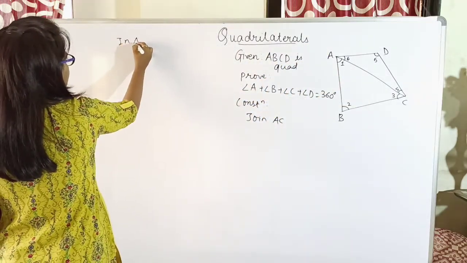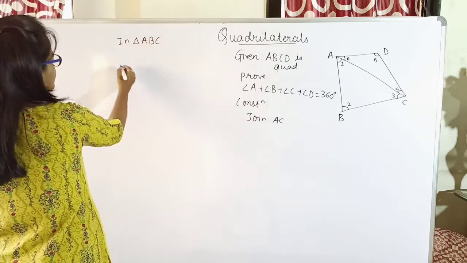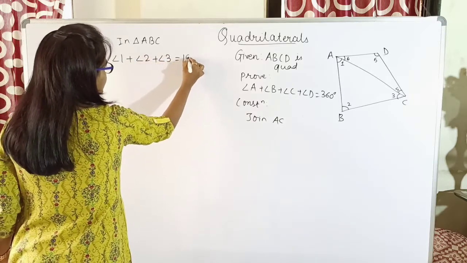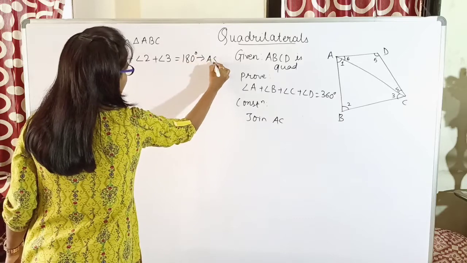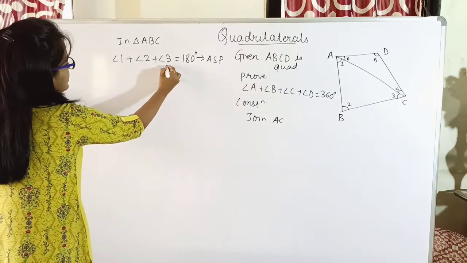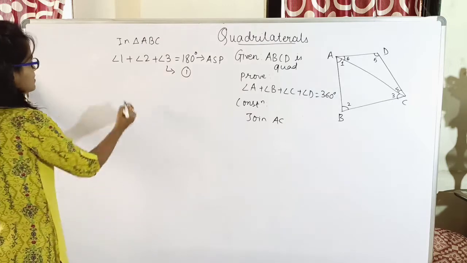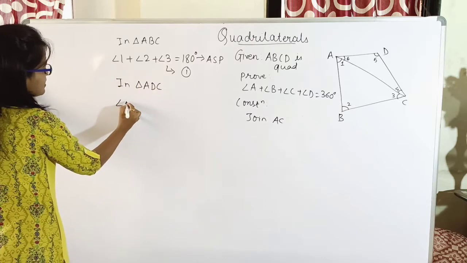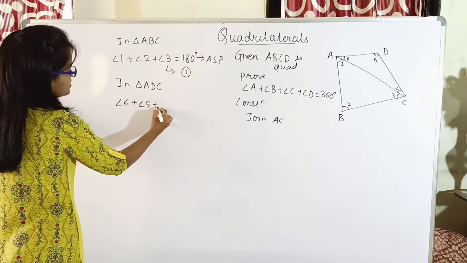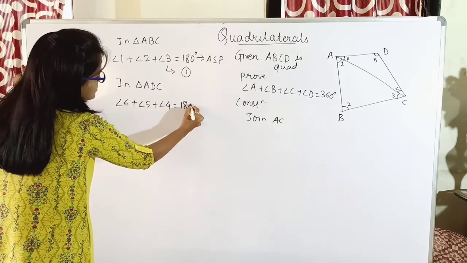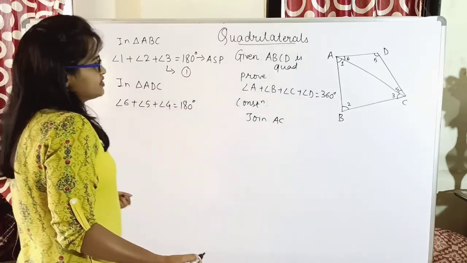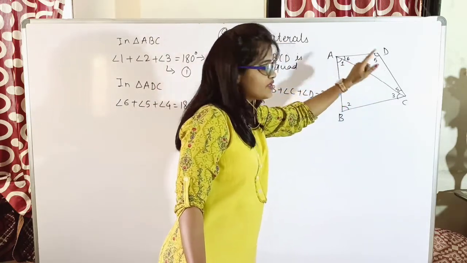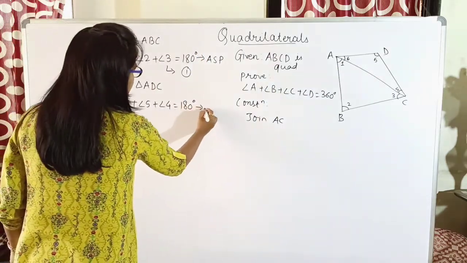So in triangle ABC, by the angle sum property, angle 1 plus angle 2 plus angle 3 is equal to 180 degrees. Reason? Angle sum property, isn't it? Yes. Let us mark this as equation 1. Similarly, let us apply the angle sum property in triangle ADC, which gives me angle 6 plus angle 5 plus angle 4 equal to 180. For ABC, 1 plus 2 plus 3 is 180. Similarly, for ADC, 6 plus 5 plus 4 is 180. Let us mark this as equation number 2.